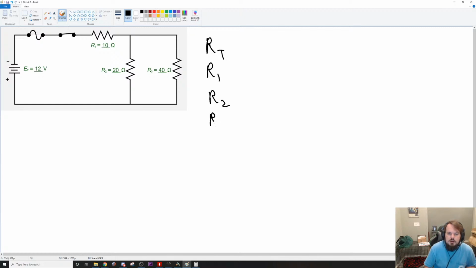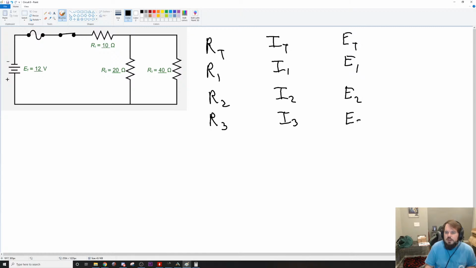R2 and R3. I total, I1, I2, and I3. E total, E1, E2, E3. And then finally, power total, power 1, power 2, and power 3.